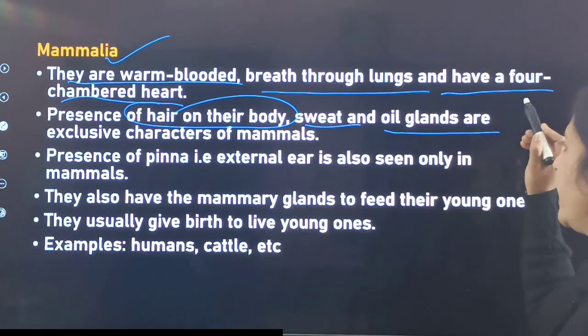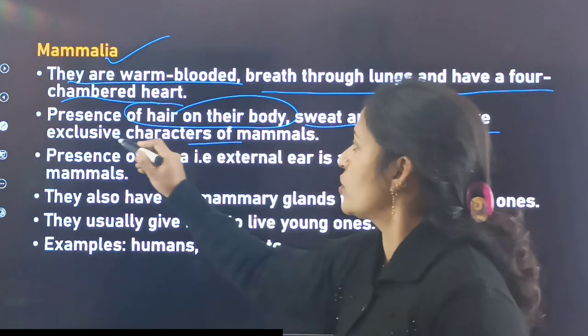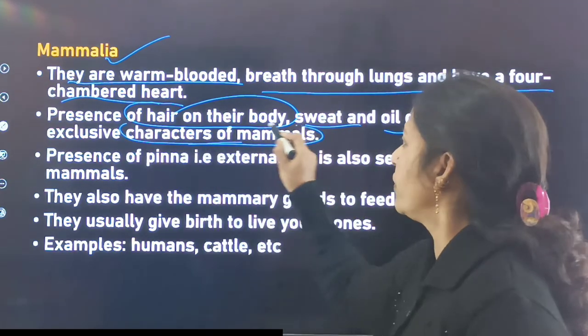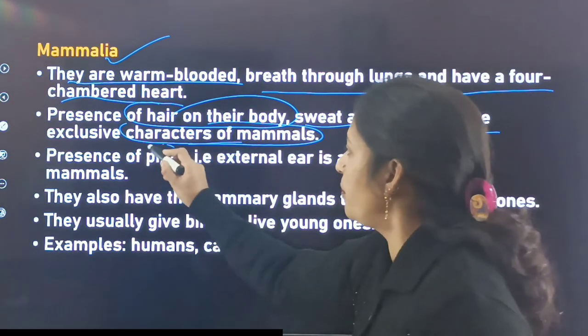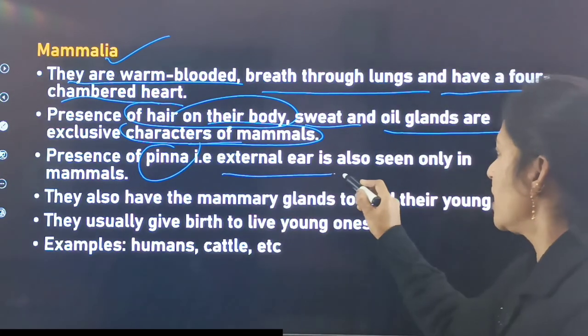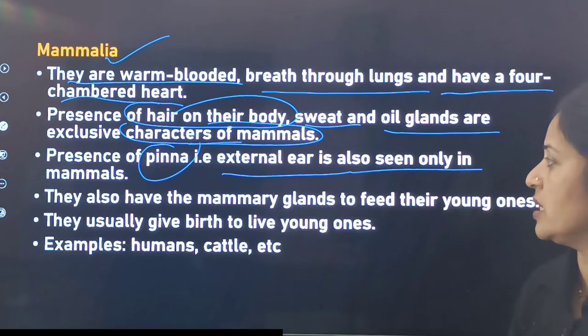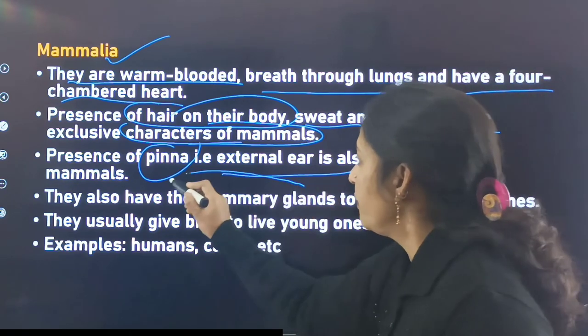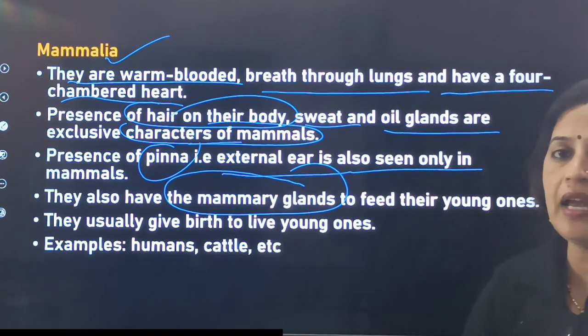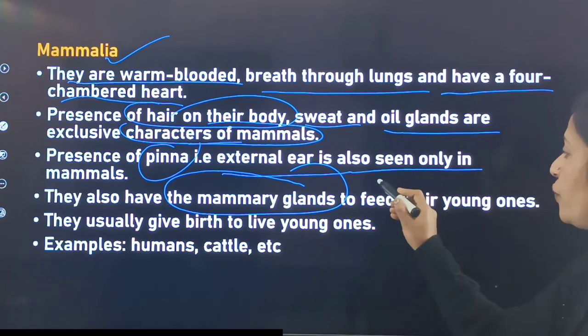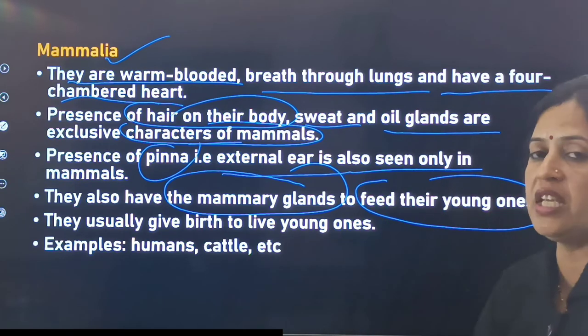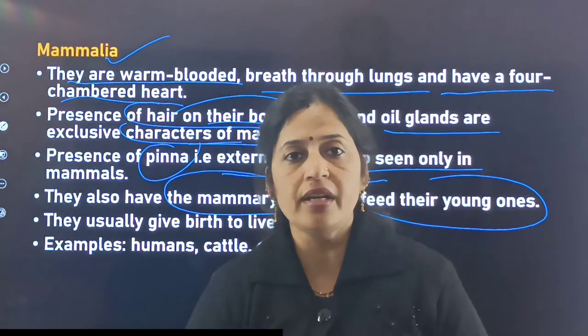Sweat and oil glands are exclusive characters of the mammals. Presence of pinna, that is the external ear, is also seen only in the case of mammals. They have mammary glands, and these mammary glands are used to feed their young ones. Without these mammary glands, they can't feed their young ones.